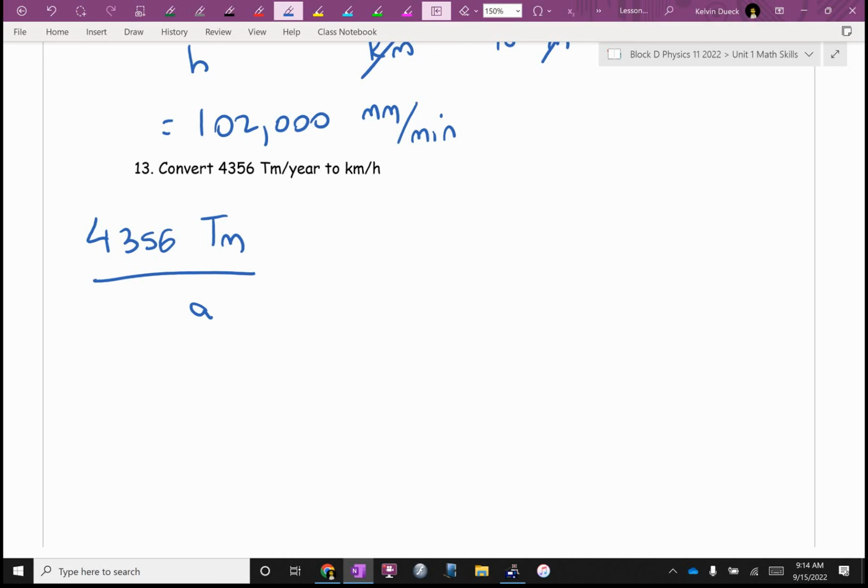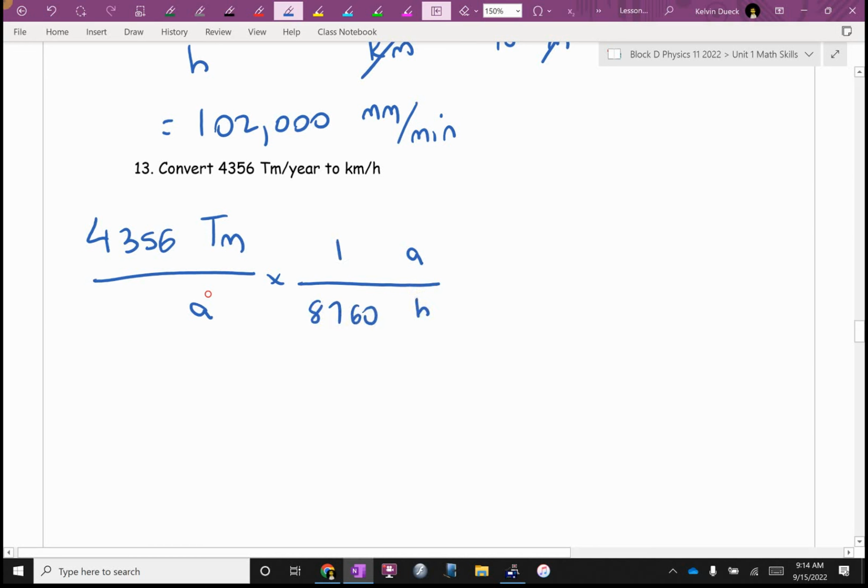I got to get rid of terameters to kilometers. I got to change years to hours. Which one do you want to do first, Ella? I don't care. Pick. Oh! How many hours in a year? Go look. Now, if I didn't have that handy, I would go to days and then to hours. It was 8,000 something, wasn't it? 8,760. So I can go 1 year is 8,760.